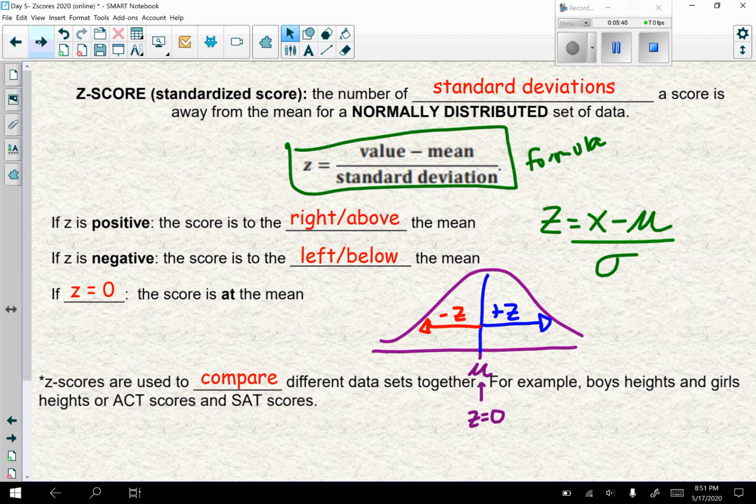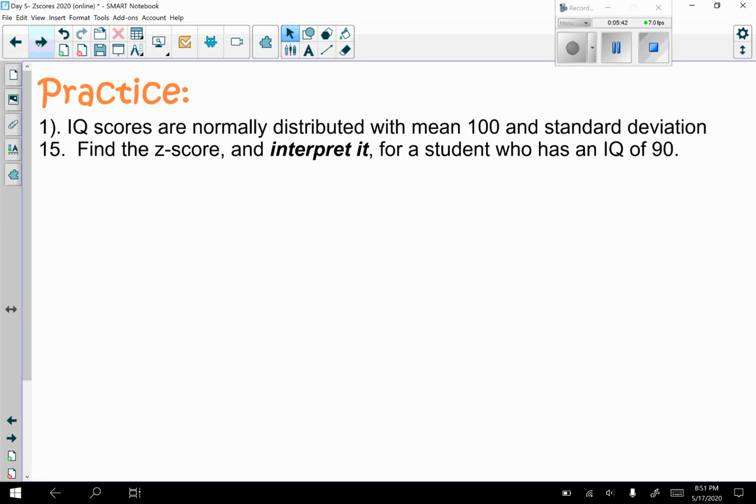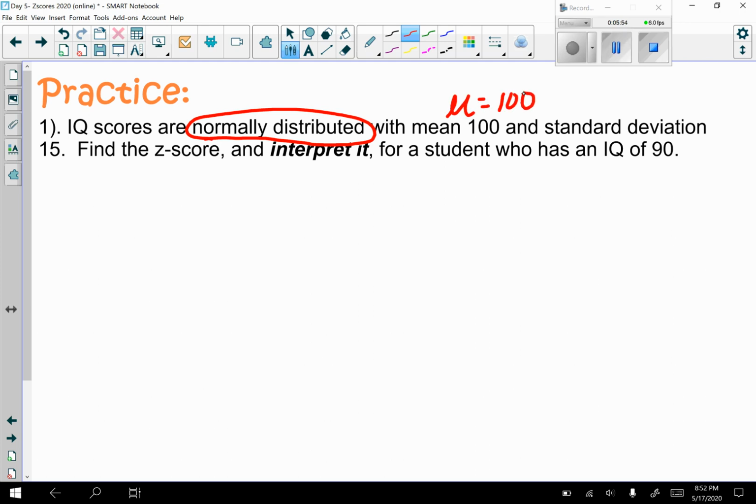So let's take a look at the practice problems. IQ scores are normally distributed, which is good because as soon as I see that, I know I can use my normal curve and my z-scores with a mean of 100 and a standard deviation of 15. Find the z-score and interpret it for a student who has an IQ of 90.